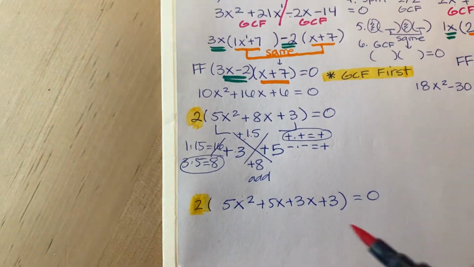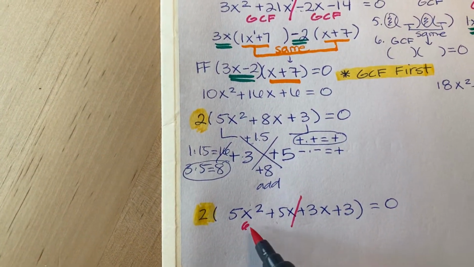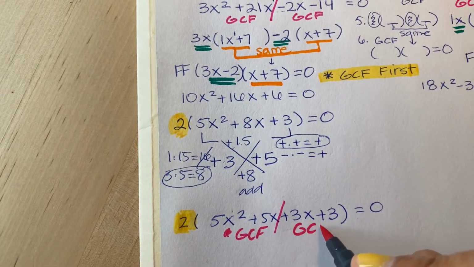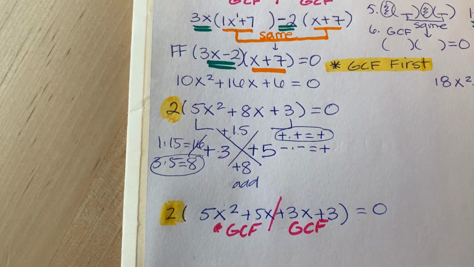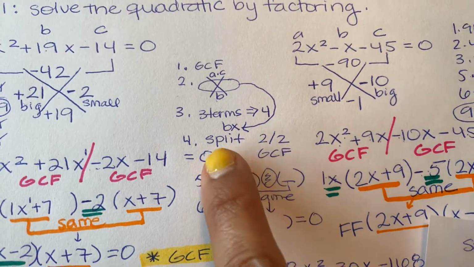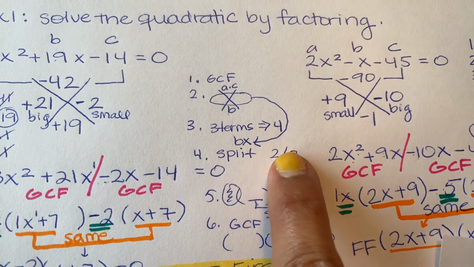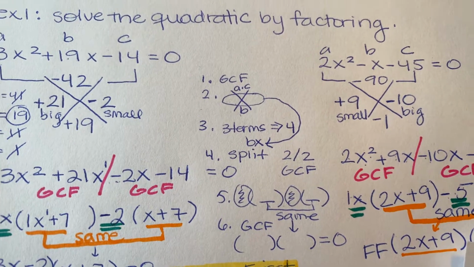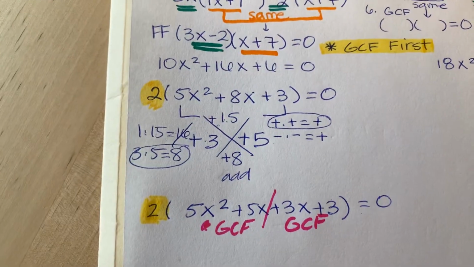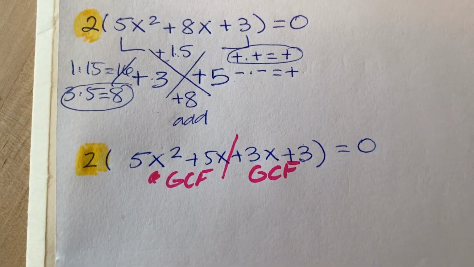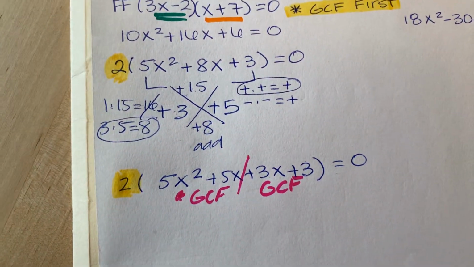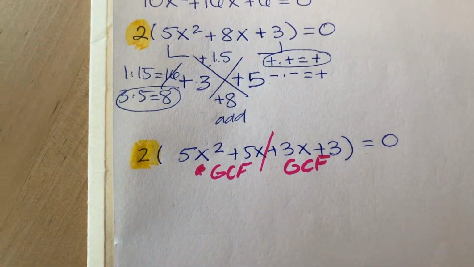Okay, so the next step is split. Again, my G's look like my GCF. Because remember, the next step is you're going to split those 4 terms, so 2 and 2, and then you're going to GCF the left 2 terms, and you're going to GCF the right 2 terms. Okay, so here we go. So I'm going to GCF the 5x squared plus 5x, and I'm going to GCF the 3x plus 3. Okay, you still have this 2 here, right? So we're just going to leave it off for now.